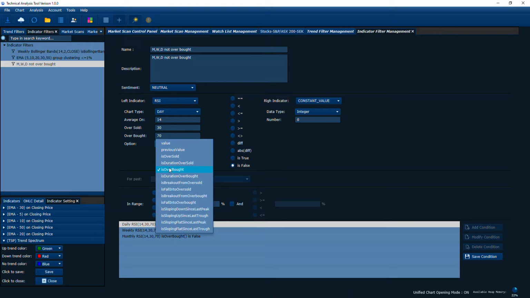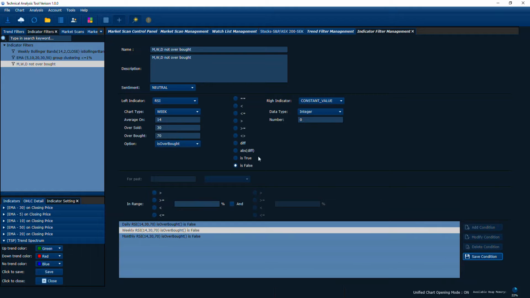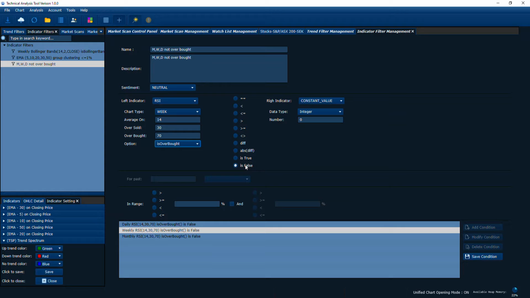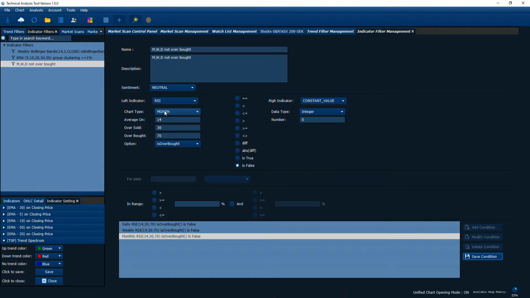The first one is RSI, the chart type is daily chart, average on 14, 30, 70, which is the default setting for RSI. We're fine to use those. Is overbought must be false, so select false and save. The second one is the same RSI indicator, but this time its chart type is weekly chart. The weekly RSI is overbought must be false, which means it's not overbought. Save it. That's our second one. Finally, the last one is the monthly RSI, which is also not overbought. The overbought equals false.